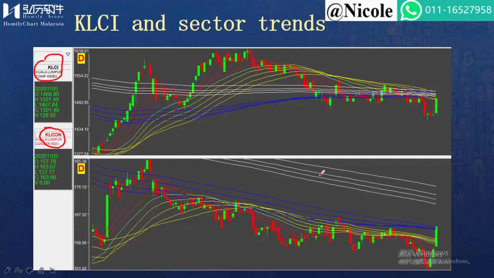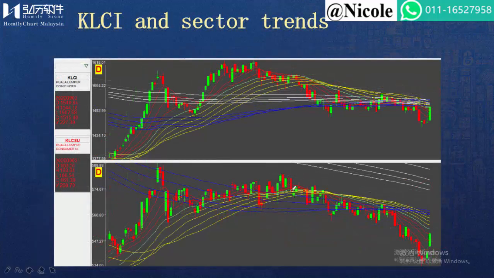So first we see the long-term trend. We can see the blue line is below the white line. So for the construction index, this sector is in a long-term downtrend. And what about the midterm? You can see the midterm direction, the yellow color, is downward, so the midterm is also in a downtrend. So actually it's weaker than the KLCI, right? Because the KLCI's long-term downtrend is not so clear now, but you can see construction's long-term downtrend is very clear. And the second is consumer.